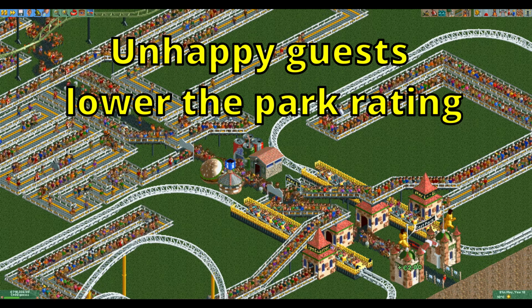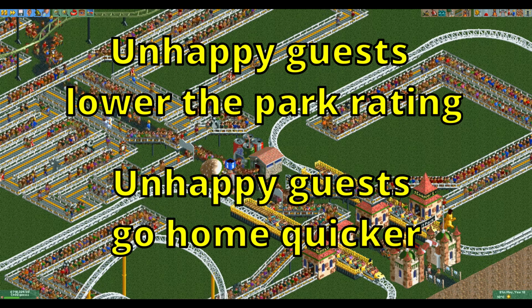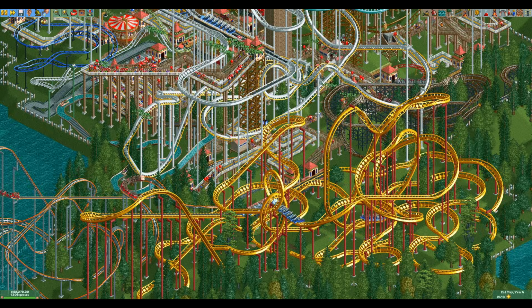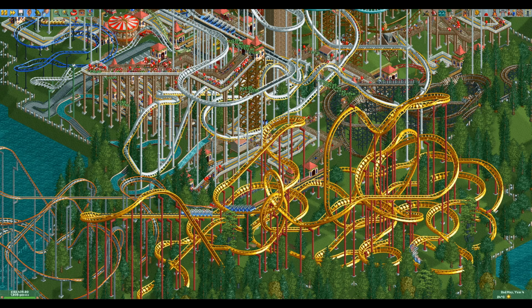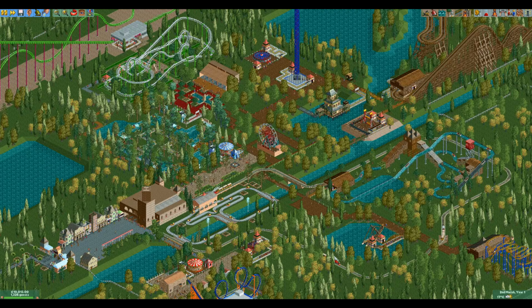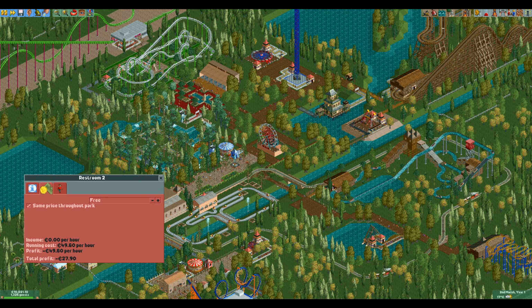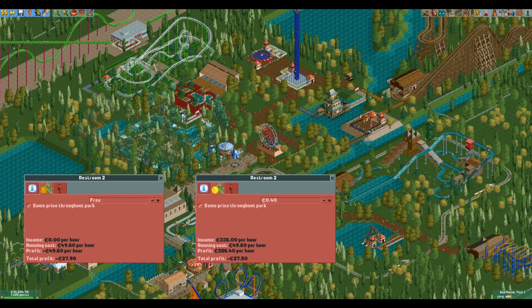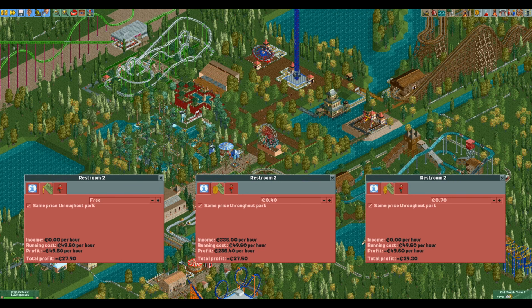Unhappy guests lower the park rating and are quicker to leave the park. Let's see if the little bit of extra unhappiness has any noticeable influence on that. To test this, I let Six Flags Holland run for 3 years, once with free toilets, once with 40-cent toilets, and once with 70-cent toilets that are too expensive for everyone.